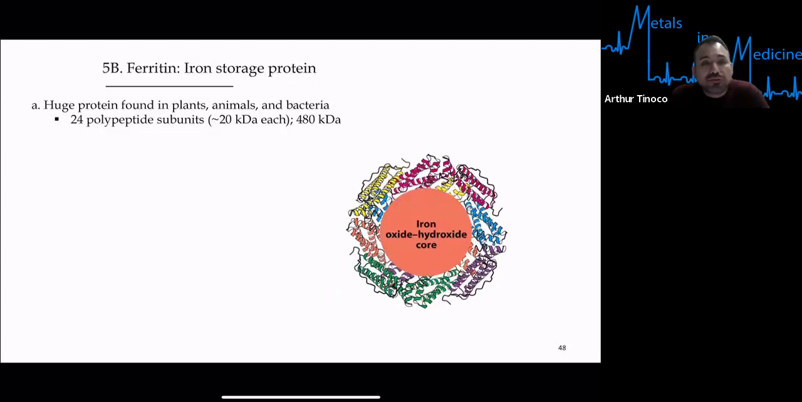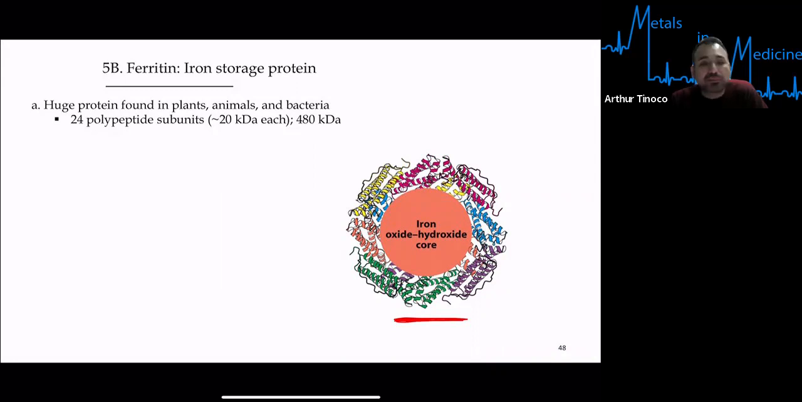All right, we also have a significant amount of that iron getting trafficked into the protein ferritin. This is the iron storage protein. You have this cartoon representation of the protein as it surrounds a really big core of iron. Let's talk about some of the features of this particular protein. It is found in plants, animals, and bacteria, serving the very same function as we see in humans.